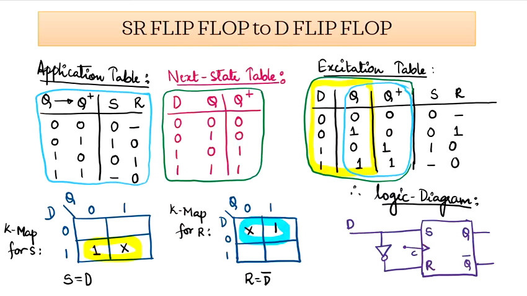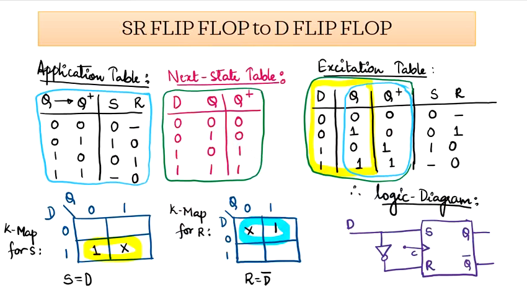This is the procedure that we are going to follow for all the flip-flop conversions. First, we generate the application table for the flip-flop that is already available to us. We then obtain the next state table for the flip-flop that we are going to convert it to, and then obtain the excitation table, simplify using the Karnaugh map, and finally draw the logic diagram.